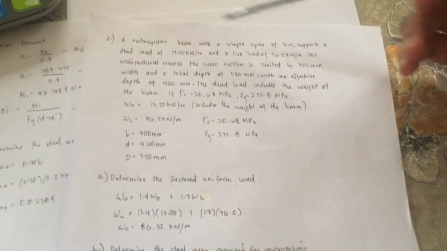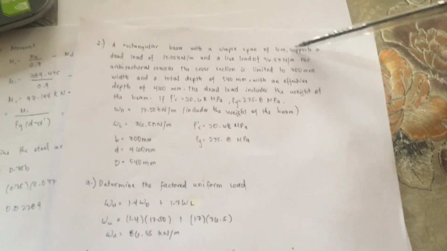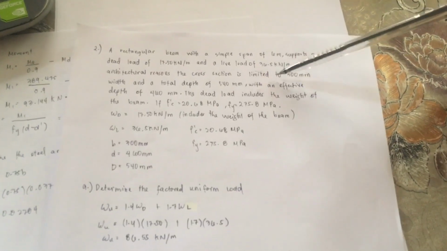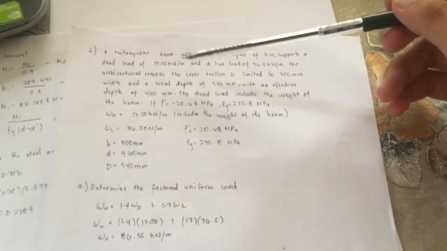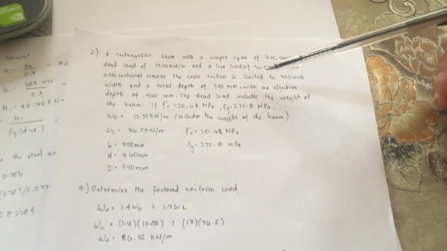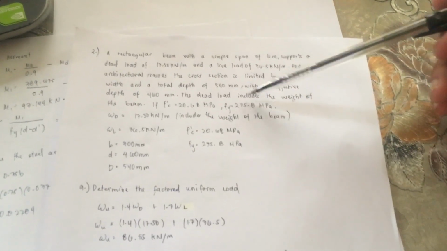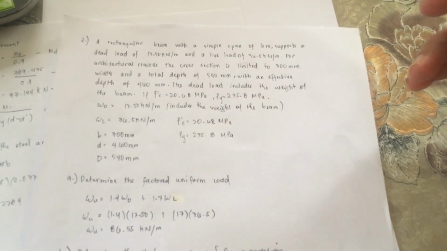Question number 2: a rectangular beam with a simple span of 6 meters supports a dead load of 17.50 kilonewton per meter and a live load of 36.5 kilonewton per meter. For architectural reasons, the cross-section is limited to 300 mm width and a total depth of 540 mm, with an effective depth of 460 mm. The dead load includes the weight of the beam.